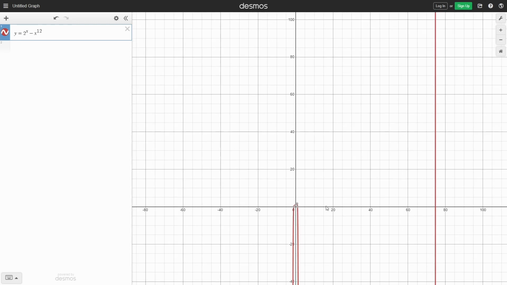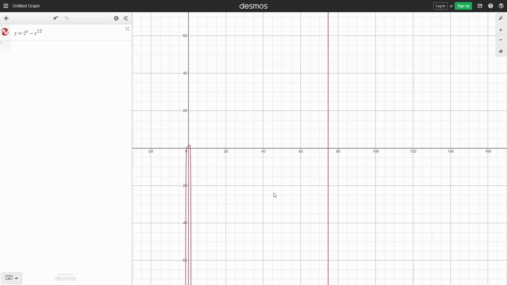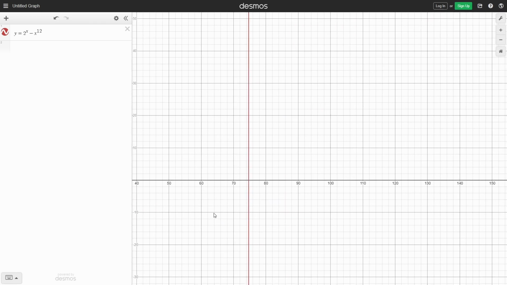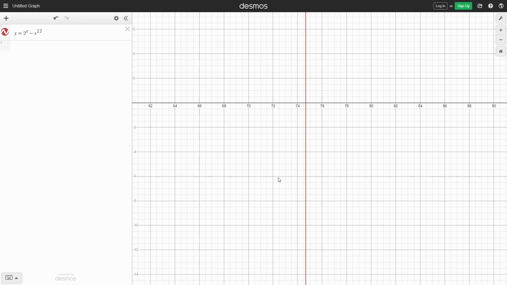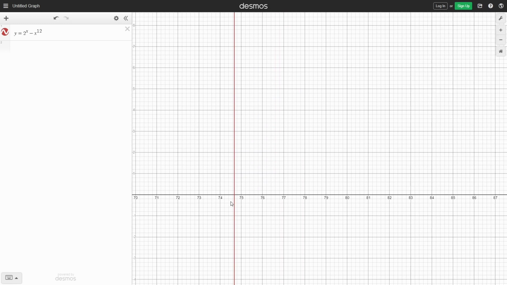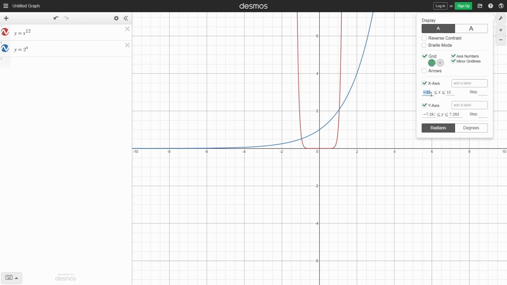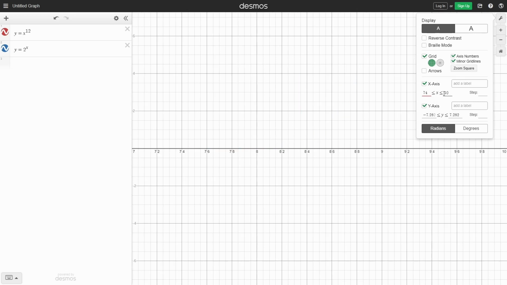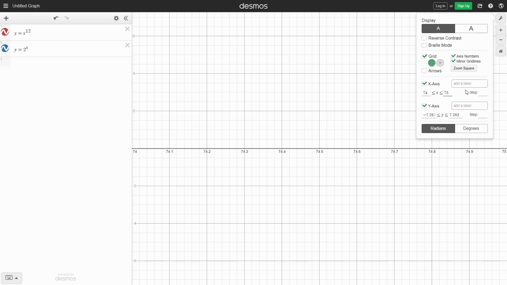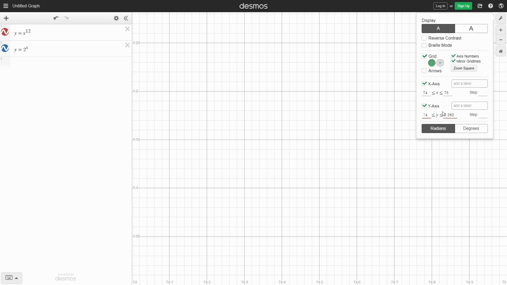Wait. If I zoom out, it looks like we find that third intersection point. And now I'm just going to zoom in, and it looks like it's going to be between 74 and 75. So now we're back to the original graphs, and this time I'm going to set my x-axis from 74 to 75. And then I'm going to set the y-axis from 74 to the 12th to 75 to the 12th.